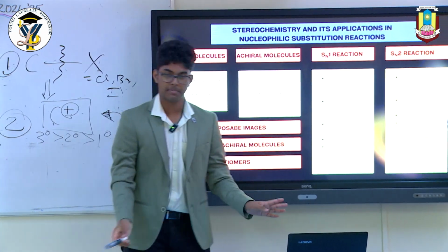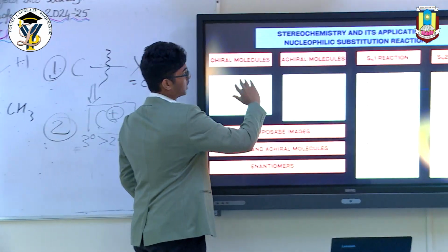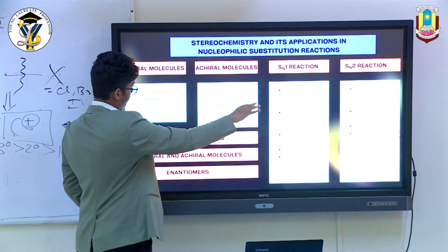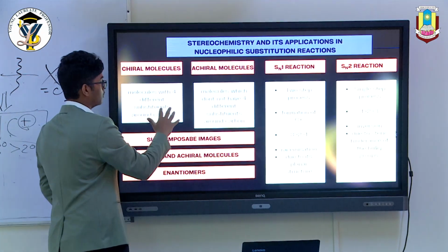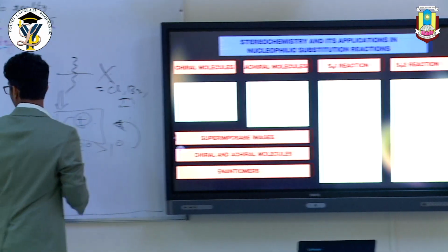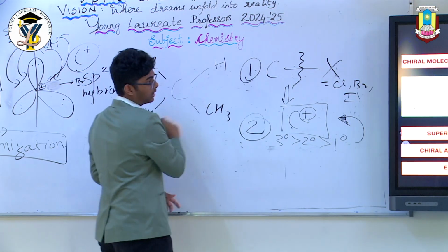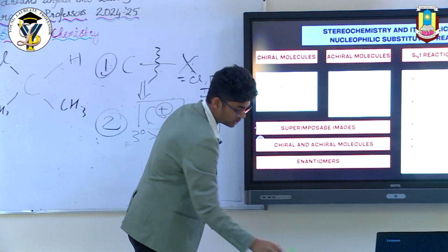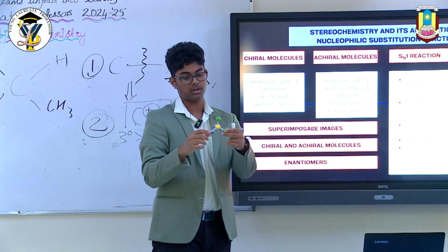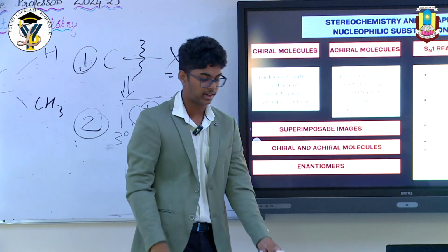So yes, this is a brief mind map that I've made. Stereochemistry and its applications, and we have learned seven different topics. First is chiral molecules, meaning molecules which have four different substituents. And next is achiral molecules like this one, which do not have all four different, but these two are the same and these two are the same. So this is an achiral molecule.